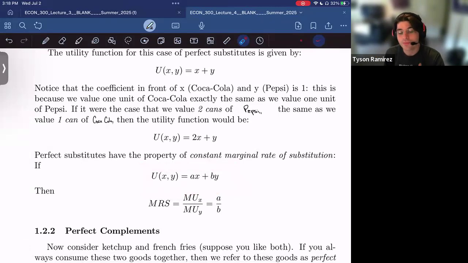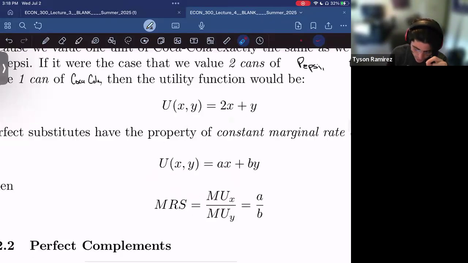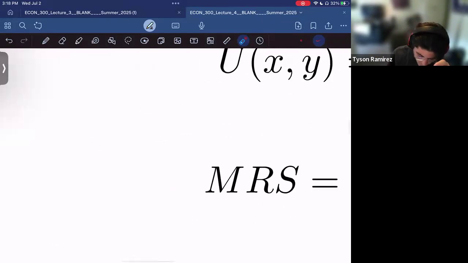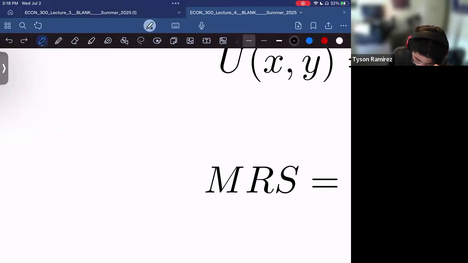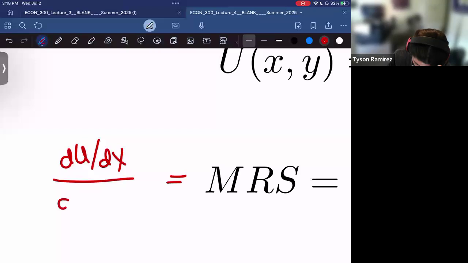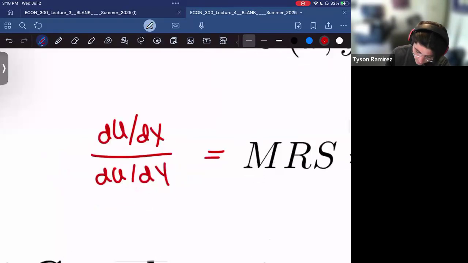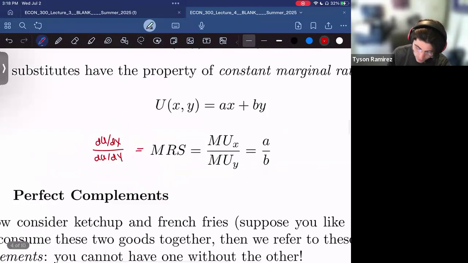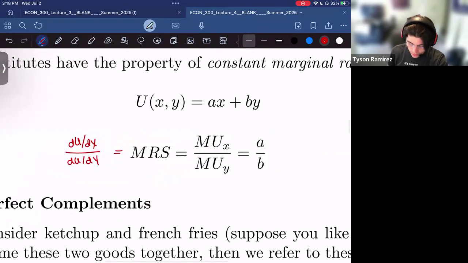Now, what is important here is remember we had this notion of marginal rate of substitution. All right. Marginal rate of substitution was, remember, du dx over du dy. All right. Remember the marginal utility of x divided by the marginal utility of y. How do we get marginal? Is to take a derivative.